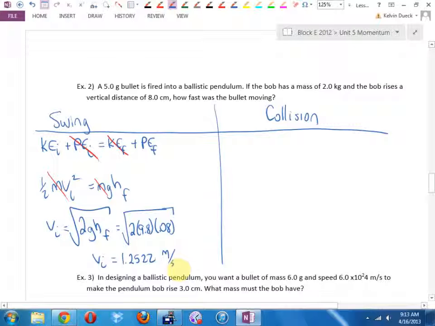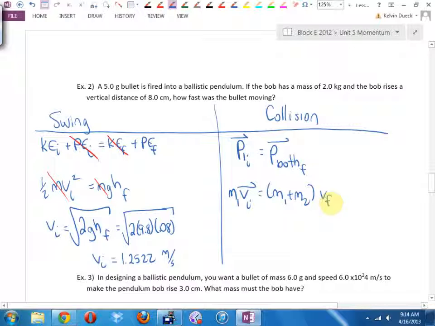Now, let's look at what happened before we started to swing. There was a collision. Before the collision, what was moving? Mass 1, mass 2, or both? Just mass 1. I guess that's a dumb question to ask. Mass 1, so momentum 1 initial. Bam! They collide. After the collision, both stuck together. So this is going to be m1 v initial equals m1 plus m2 v final.